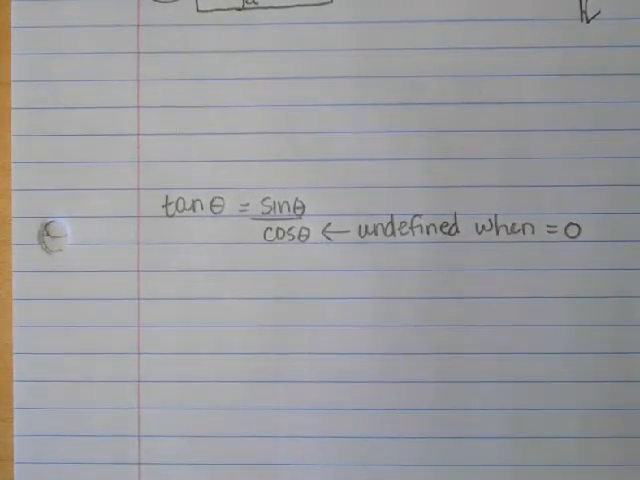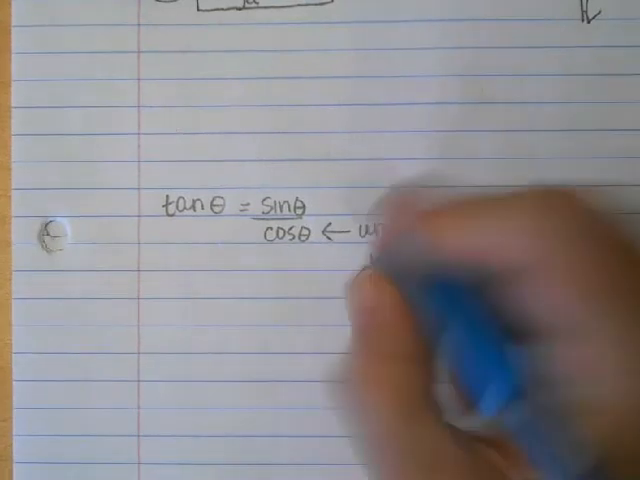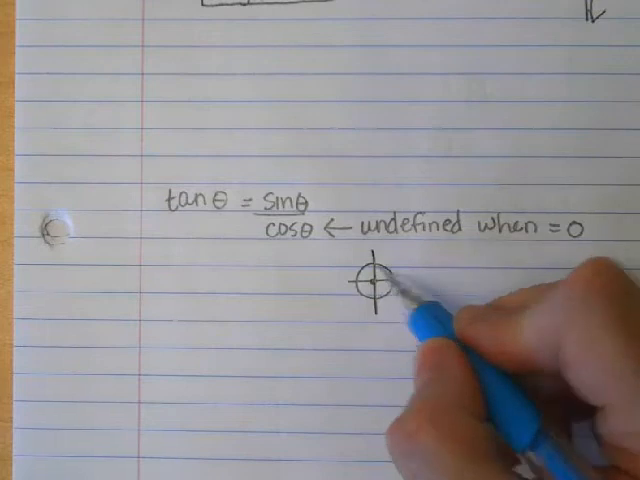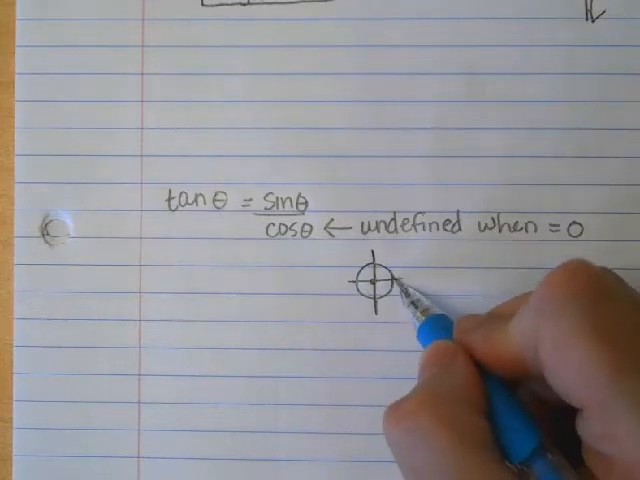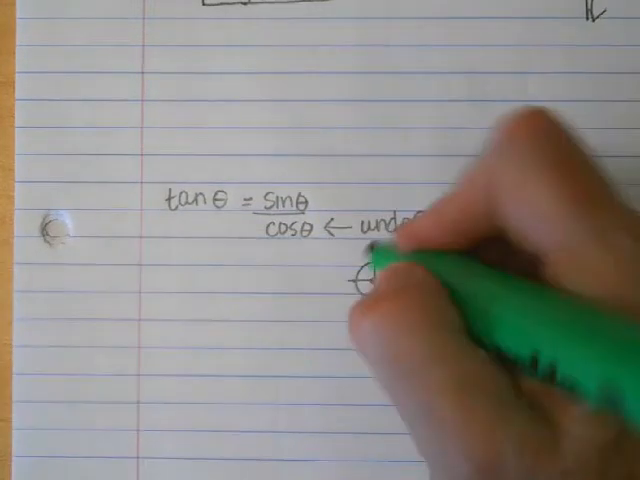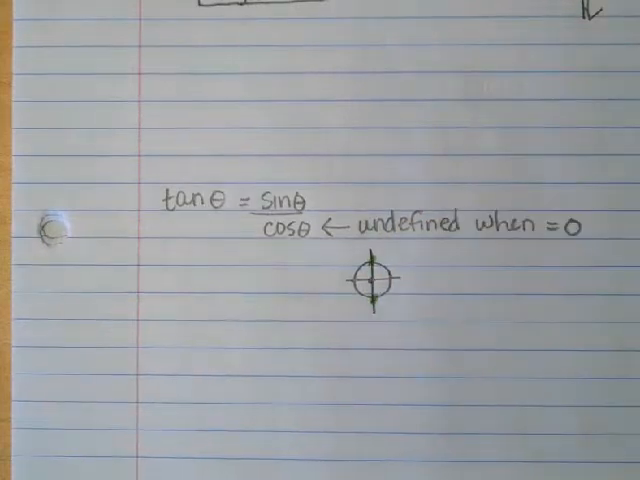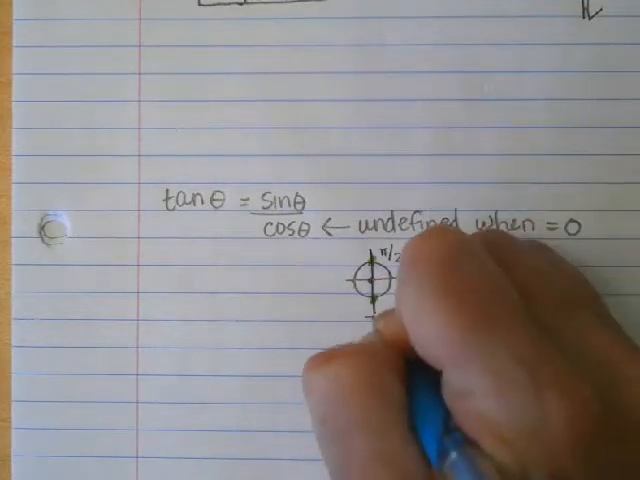I don't always have those memorized. I have to think to myself, sine over cosine, where is the cosine equal to 0? And then I think about my handy dandy unit circle. Remember, this is the origin. The cosine is 1, 0, -1, 0, 1. Okay, you should be able to quickly go through that. So the cosine is 0 here and here. So at pi over 2 and 3 pi over 2.